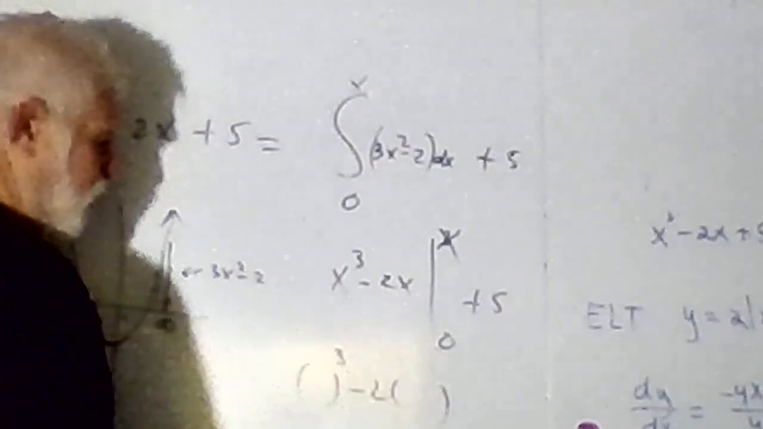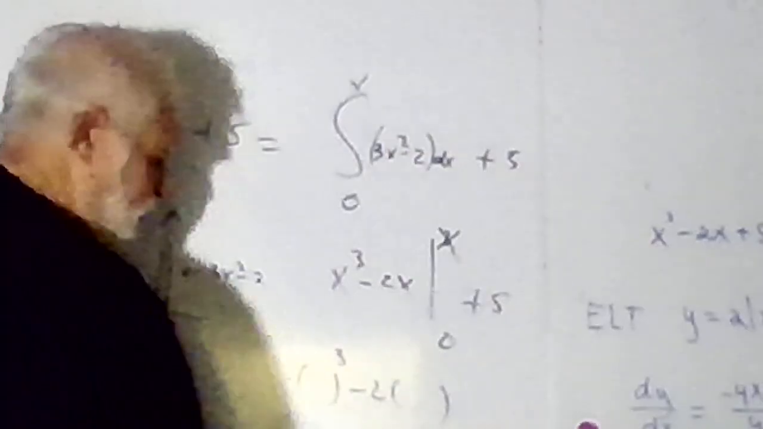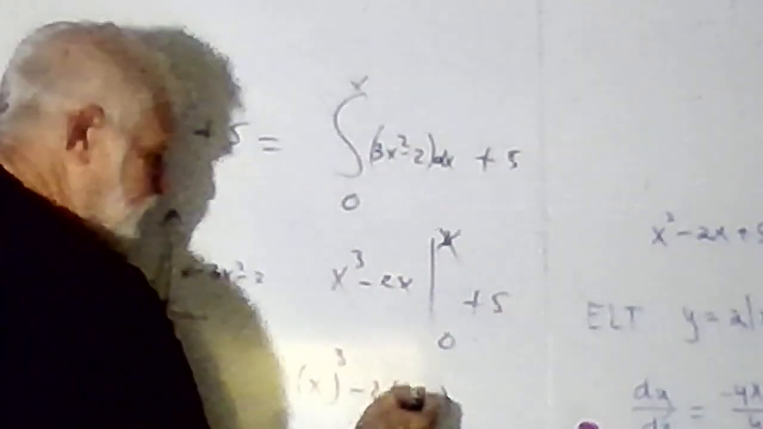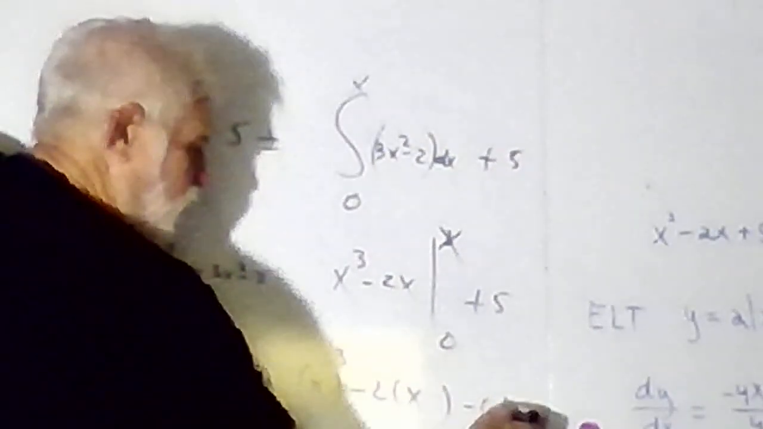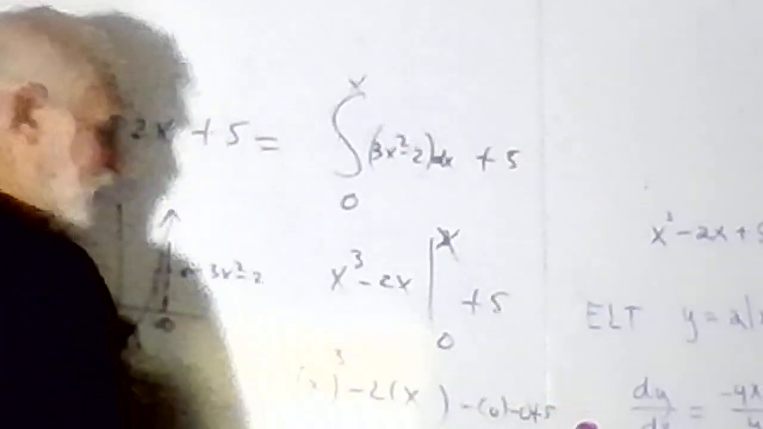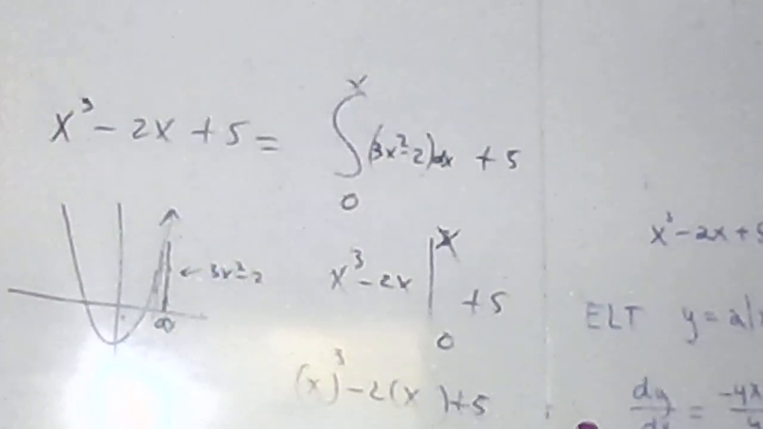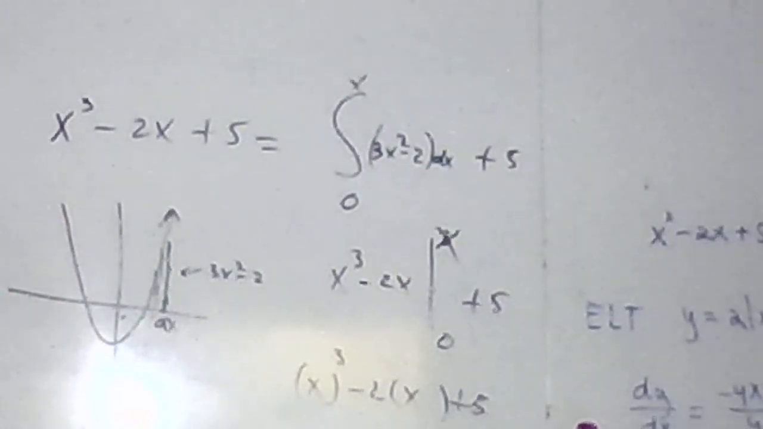Could have called these any letters I wanted. And now I'm going to do this. When I put an x in, I get x cubed minus 2x. When I put a 0 in, I get 0 minus 0, and then I add 5. So what do I get? What I asked you to get me: that function, written as an integral expression. Could have done it in an infinite number of ways. All it depends upon is where I decide to start measuring from.